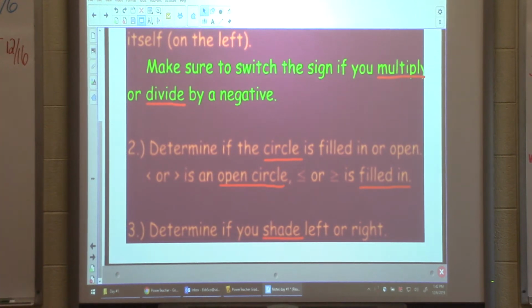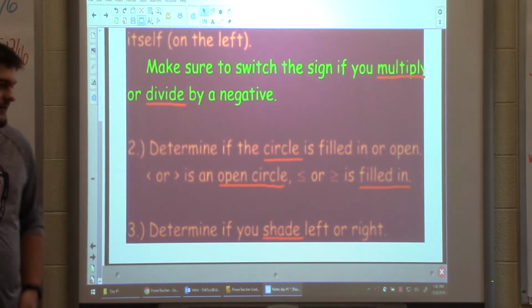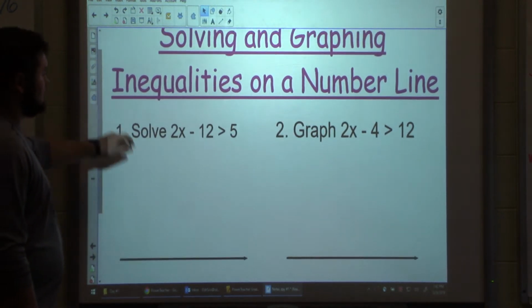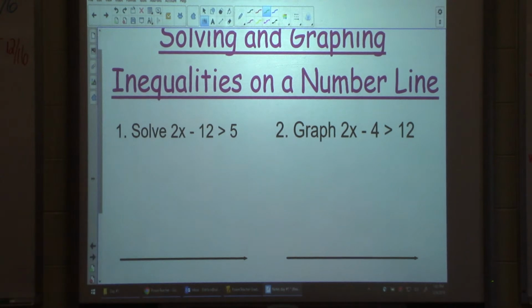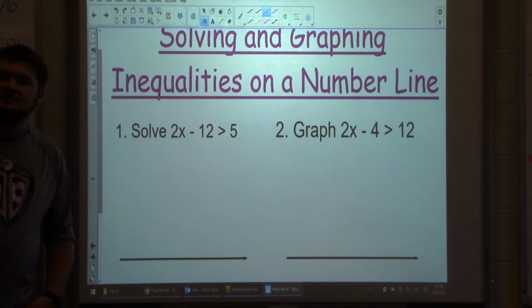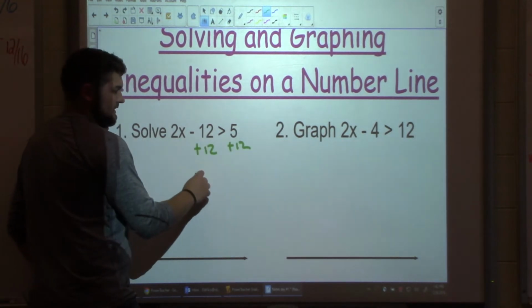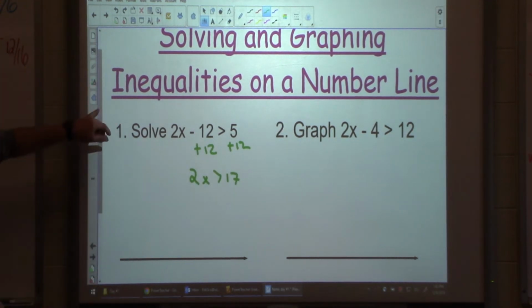Alright, guys. Any questions? Okay, I'm going to keep going. Solving inequalities. Solve 2x minus 12 is greater than 5. Oh, I remember this. Hannah, what's my first step in solving something like this? Add 12. Good. We're going to treat it just like a normal equation. Add 12. 2x is greater than 17. Mr. Casper, what's my next step?